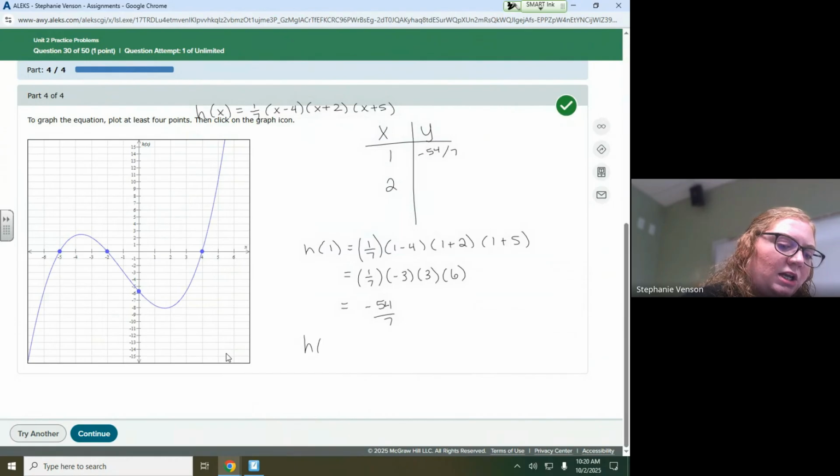You would calculate h(2), which I'm not going to write out. I'll just plug it in. 1/7 times, and if I'm just plugging it in, I'm going to type the whole thing. So open parentheses 2 minus 4, close parentheses, open parentheses 2 plus 2, close parentheses, open parentheses 2 plus 5, close parentheses. And you get -8 for that one. So that's kind of convenient.